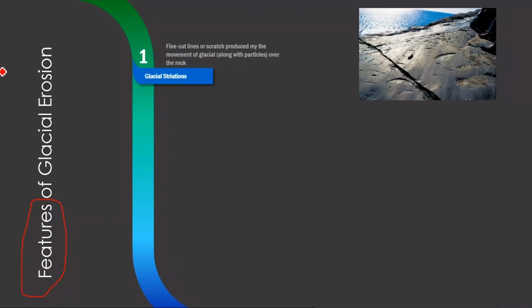The first erosional feature produced by the glacier is called glacial striations. The glacier alone may not be able to produce a striation, but the large amount of rocks carried by the glacier at its base will create scratching on the surface of the rocks. This scratching of the rock surface, produced by the glacier and its carried sediment, we call a glacial striation. So a glacial striation is an indication of the direction of glacial movement.